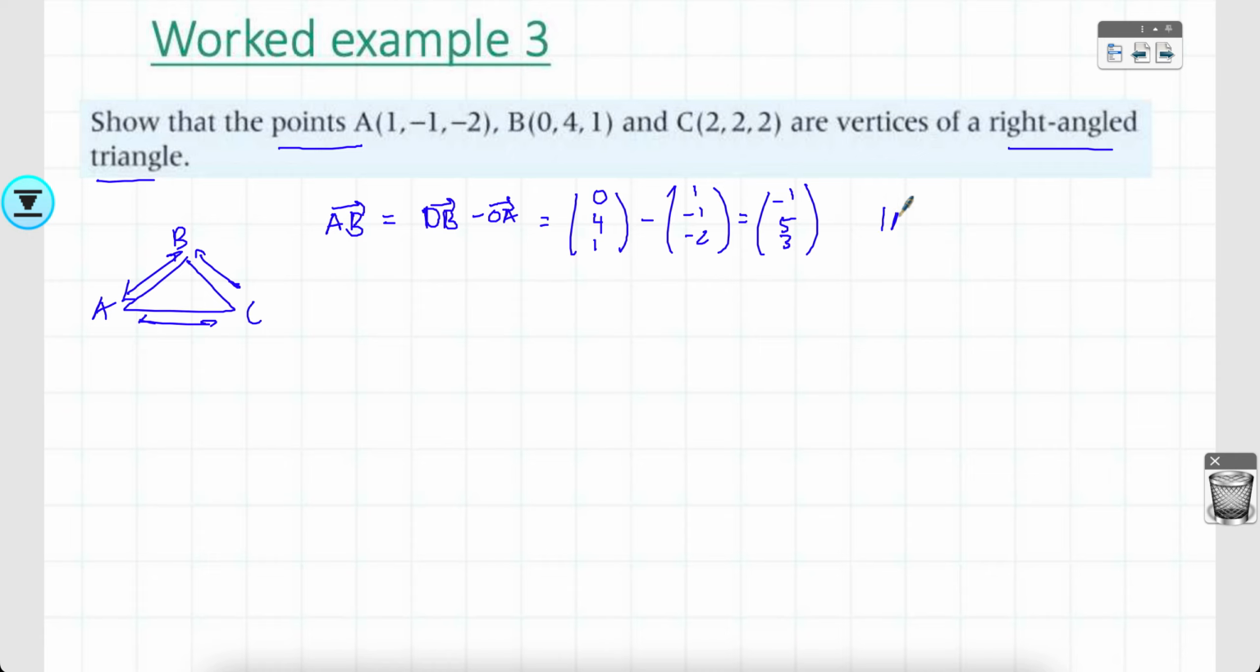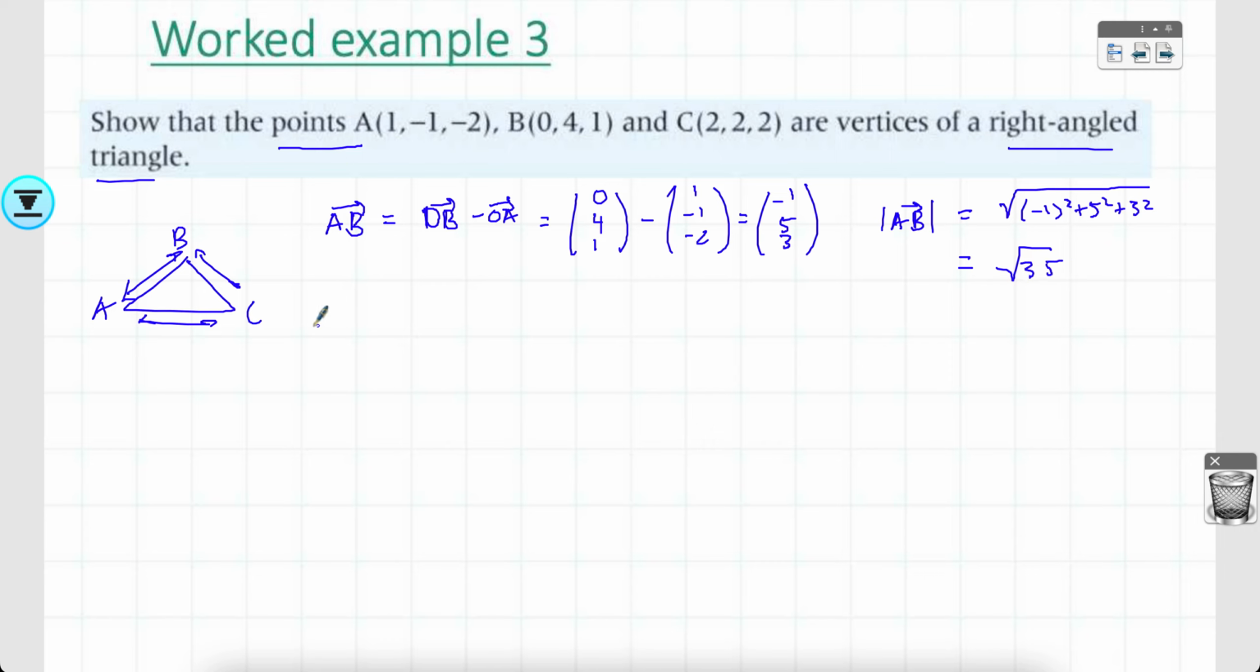Now, if I want the magnitude of A to B, I could have done B to A. The magnitude will still be the same. It's just that the direction was going to be different, but I'm concerned about the magnitude. So the magnitude of A to B is going to be the square root of negative 1 squared plus 5 squared plus 3 squared, which will give me root 35.